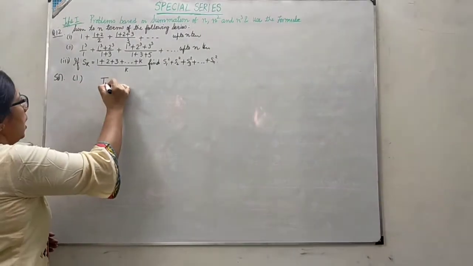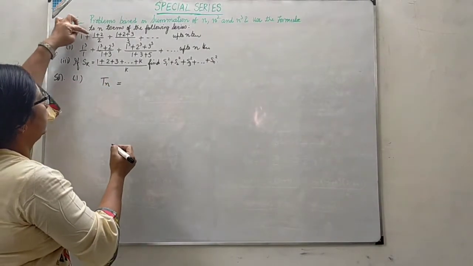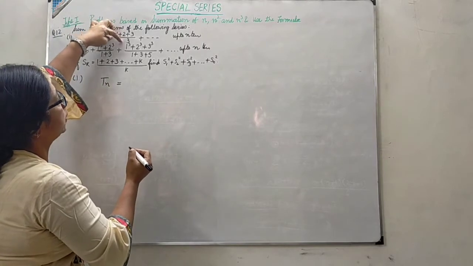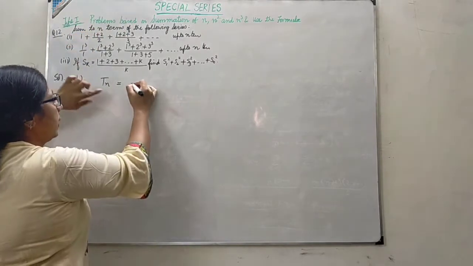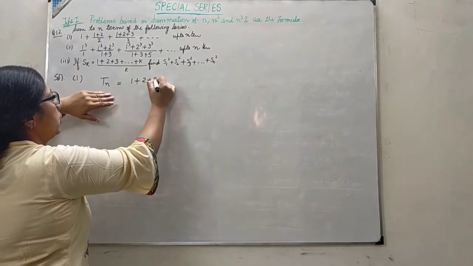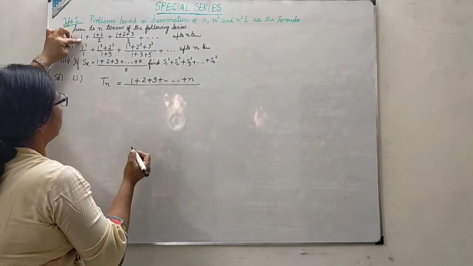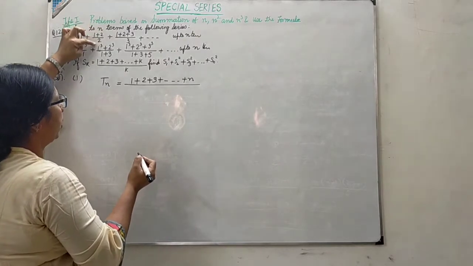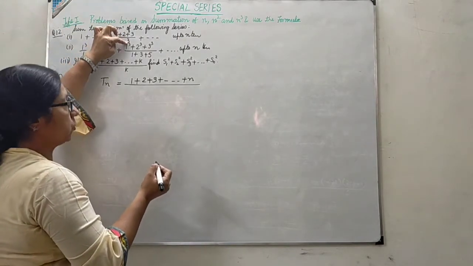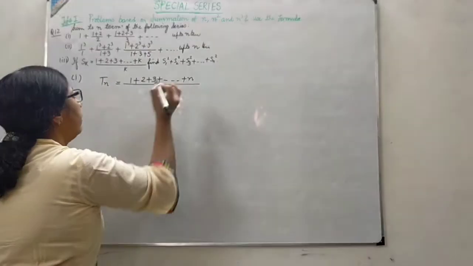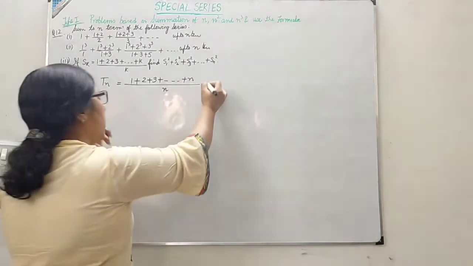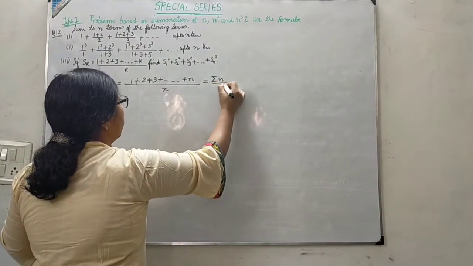Let me write Tn. Tn will become, in the numerator 3 terms, third term means sum of 3. So nth term means 1 plus 2 plus 3 up till n. And in the denominator, because 1 by 1, then second term by 2, third term in denominator is 3, and nth term will be having n. So this is your sigma n by n.